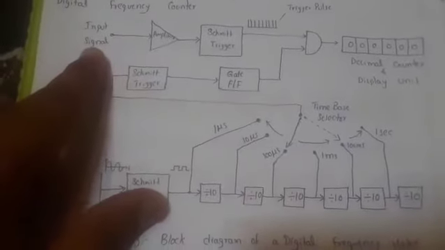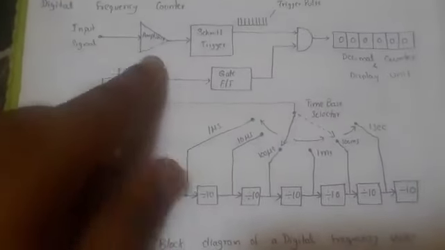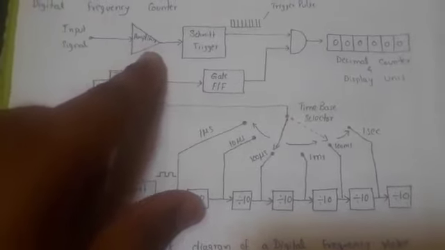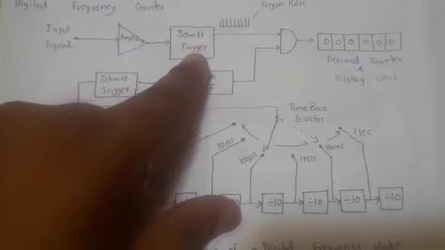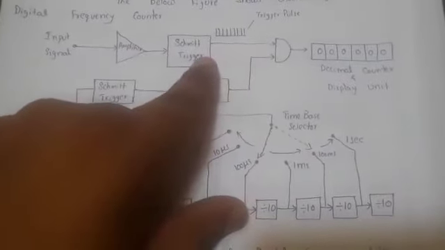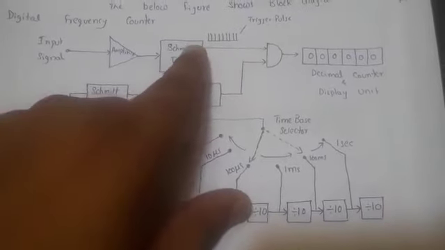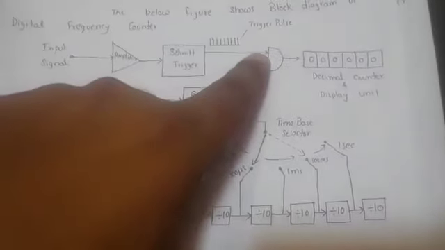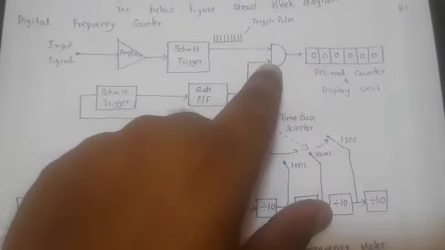Whenever we apply the input signal here, it will be amplified by the amplifier, and that output is given to the Schmitt trigger. Schmitt trigger always converts any input waveform into a square output waveform, and this output is given to the AND gate. Next, for the AND gate, the other input is from the gate flip flop.